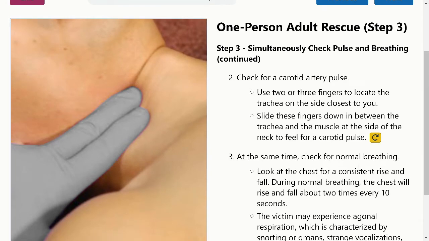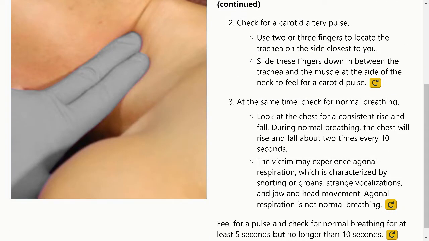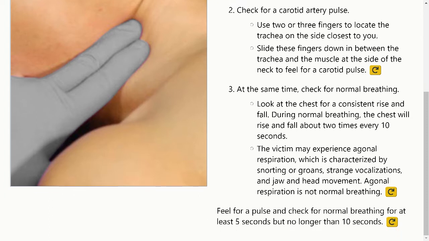While you do that, like I said, you're going to check for normal breathing. Look at the chest for a consistent rise and fall. During normal breathing, the chest will rise and fall about 2 times every 10 seconds. The victim may experience agonal respiration, which is characterized by snorting or groans, strange vocalizations, and jaw and hand movement. Agonal respiration is not normal.